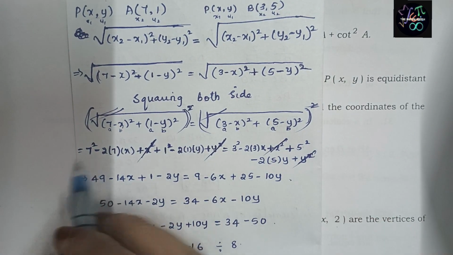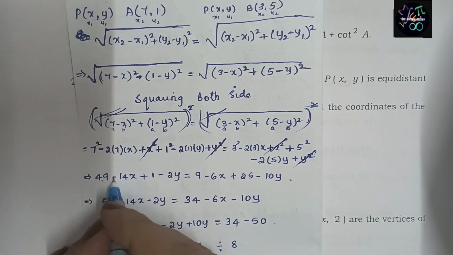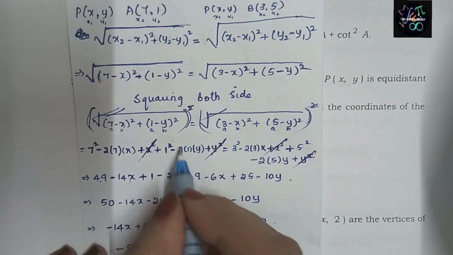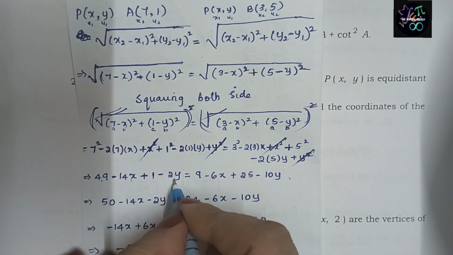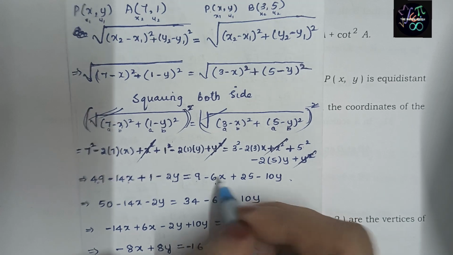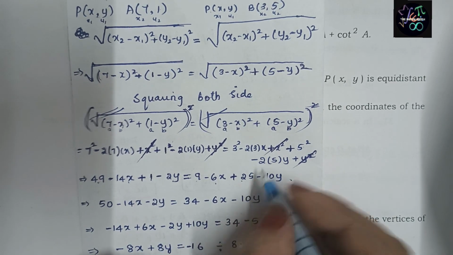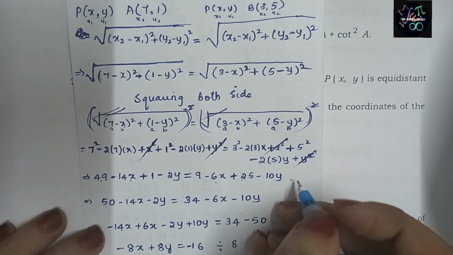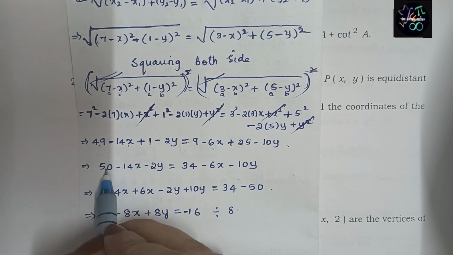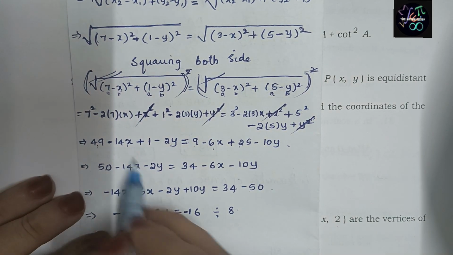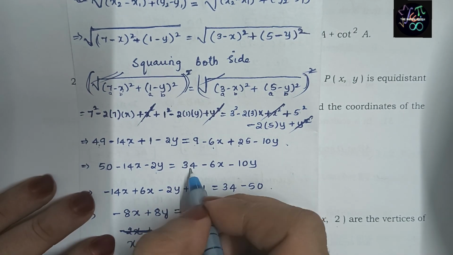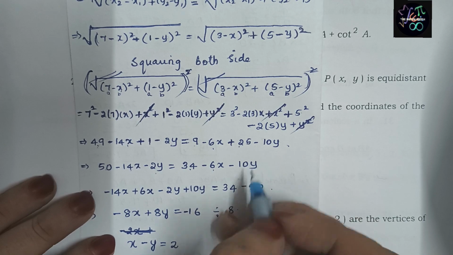What remains here? 7 square is 49, minus 2 sevens are 14x, plus 1 square, 1 as it is, minus 2 into 1 is 2 into y, which is 2y. This side is equal to 3 square is 9, 2 threes are 6, minus 6x, plus 5 square is 25, minus 2 fives are 10y. Now 49 plus 1 is 50, minus 14x as it is, minus 2y as it is. This side 25 plus 9 is 34, minus 6x as it is, minus 10y as it is.